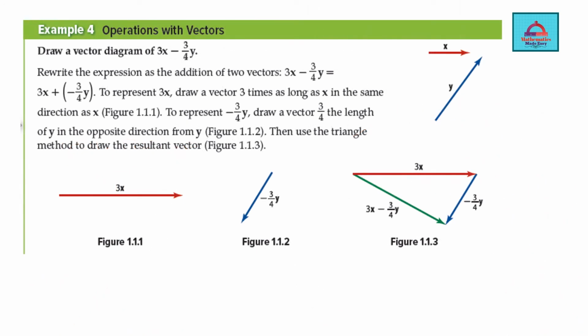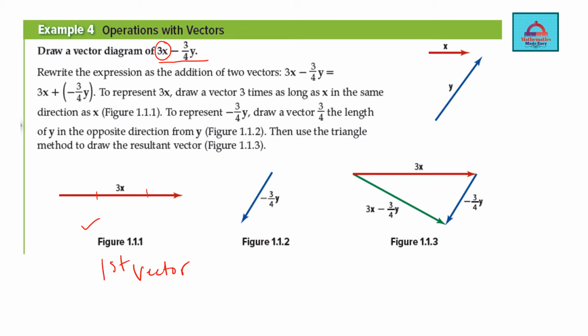Okay, let's look at an example for a vector diagram. Here you are given two vectors, as you can see, vector x and vector y, and you need to draw the graph of 3x minus 3 by 4 times y. That means 3 times x, so 3 times the size of this. If your x is this much, then 3 times its size is 3x. So this is how vector 3x looks, the first vector.